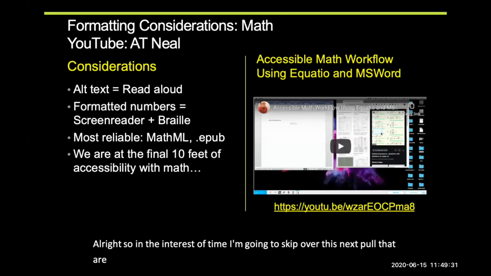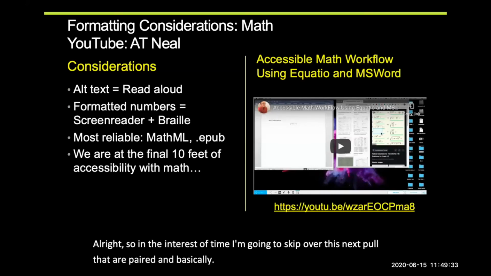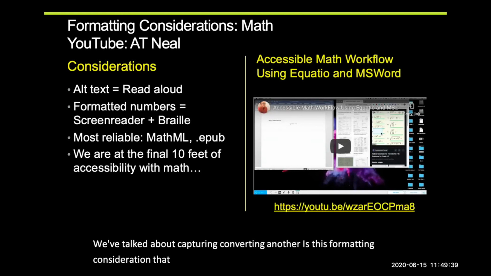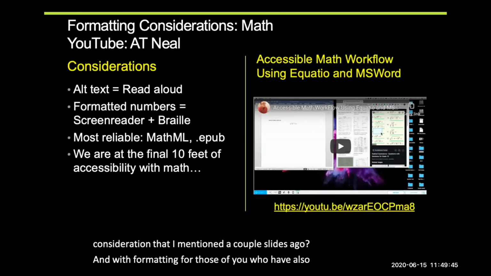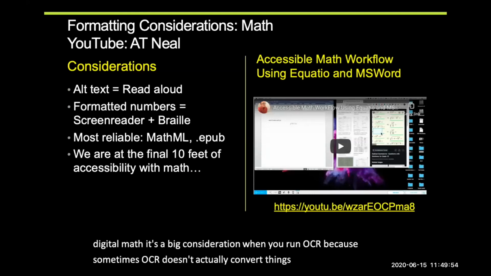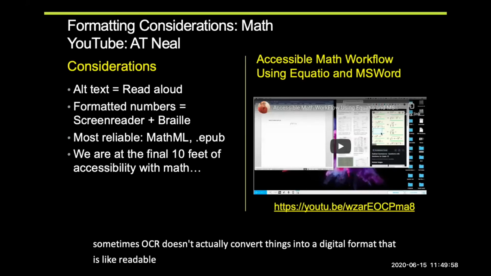Basically, we've talked about capturing, converting, and now there's this formatting consideration that I mentioned a couple slides ago. And with formatting, for those of you who've also been working with digital math, it's a big consideration when you run OCR, because sometimes OCR doesn't actually convert things into a digital format that is readable well. And this happens especially with math.